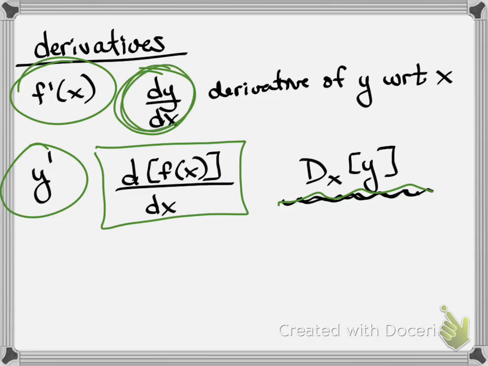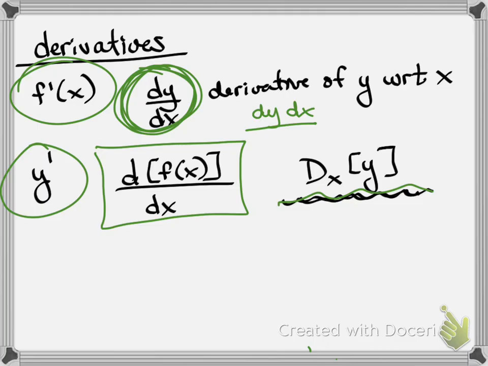This, we just say dy dx for that. And you can also say the derivative of y with respect to x, but we would also just read dy dx when we read that. We don't say dy over dx or dy divided by dx. We would just say dy dx.